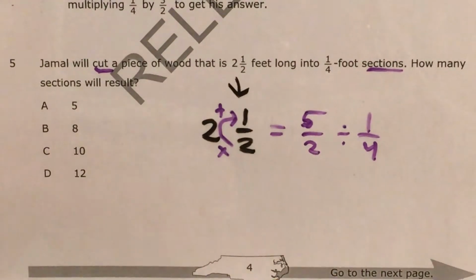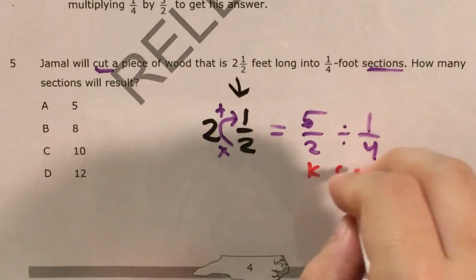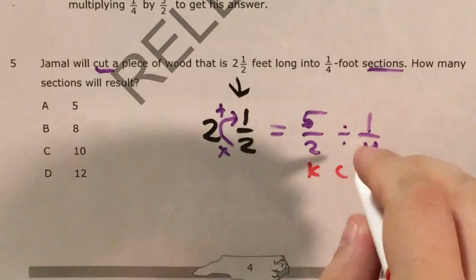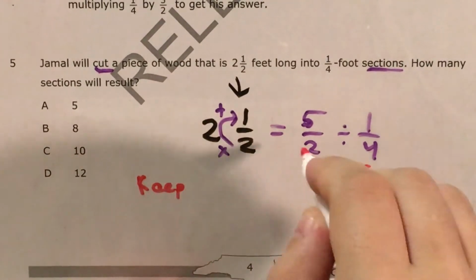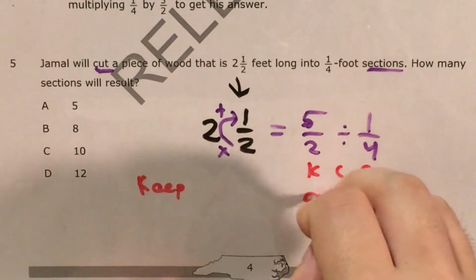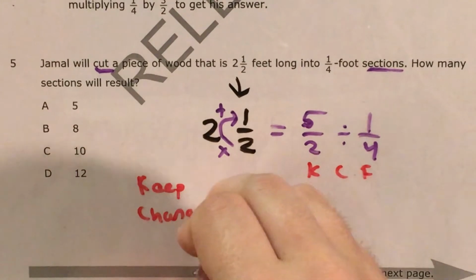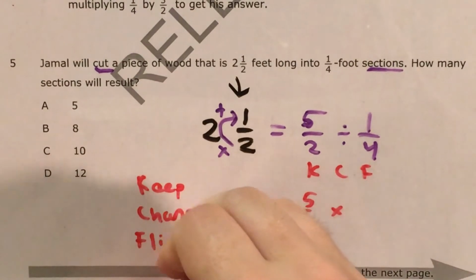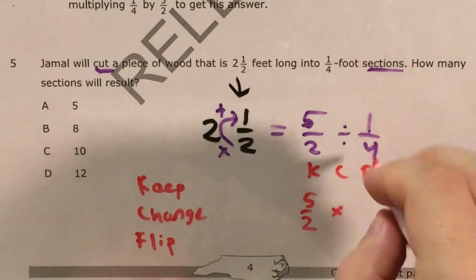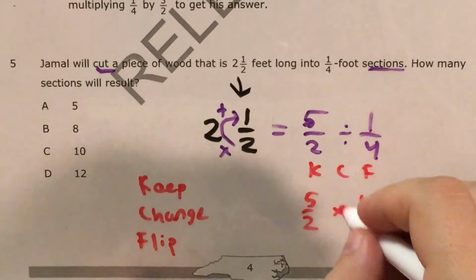And now that I see 5/2 divided by 1/4, I'm going to use my keep, change, flip trick that I've used before, where I keep 5/2 the same, so it becomes 5/2 again. I change dividing by to multiplying, and then I'm going to flip 1/4 over into 4 ones, or 4 wholes.